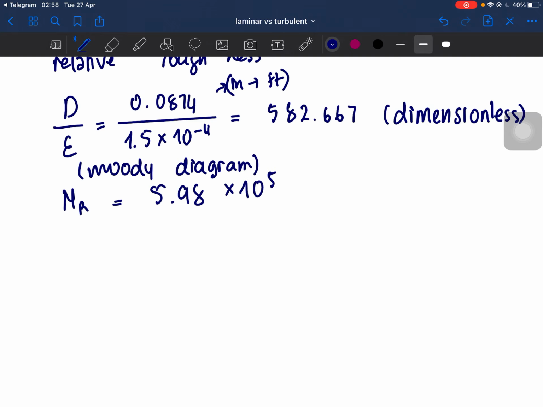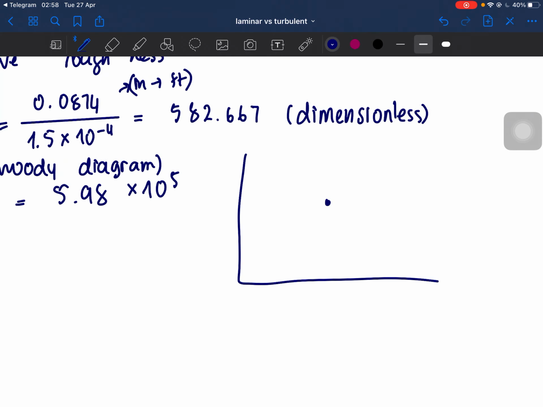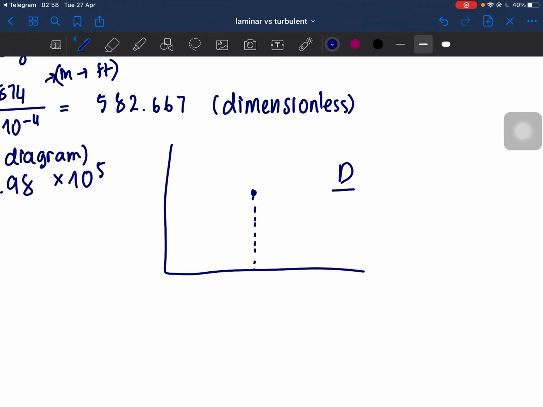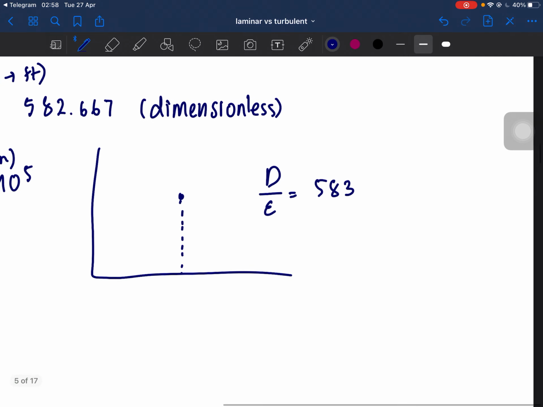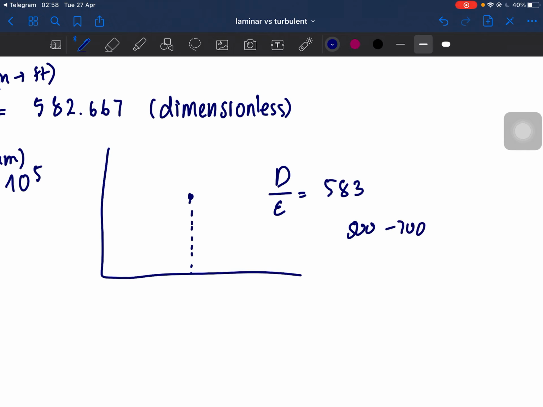And we can see, the Moody diagram would be something like this, right? So we find this one, we project it vertically until the curve. So we have D over epsilon, which is equal to 583. So you see the number here. You choose it. It's between 500 and 700. Oh, 750 if you look carefully. You can look on your own. If you have the Moody diagram right now, you can see that it's between that.